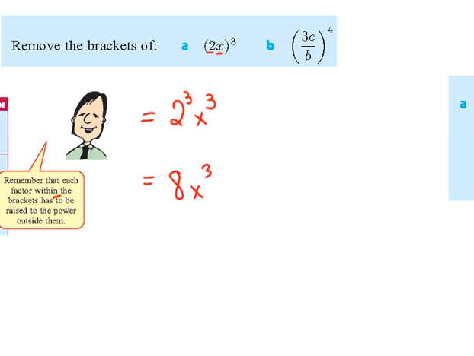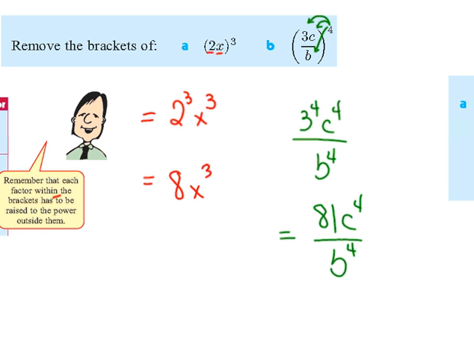Same thing here. We have to basically distribute this power of 4 to every single term. So we'll have 3 to the 4, c to the 4 over b to the 4. And again, you can leave 3 to the 4, or you can multiply 3 times itself 4 times, which is 81. Okay, and there's no simplifying we can do here because we don't have the same base. We have a base of c, we have a base of b. There's no way we can simplify it anymore.